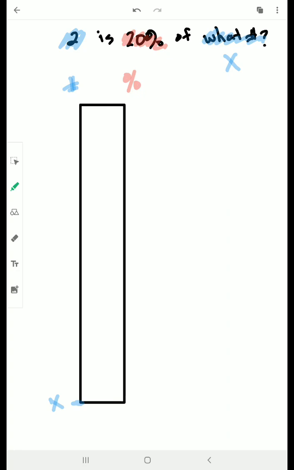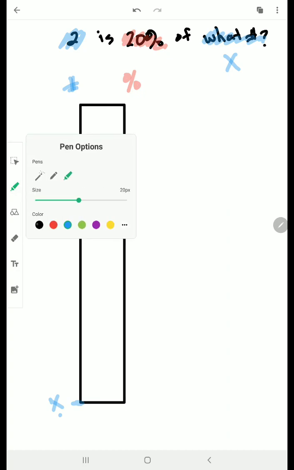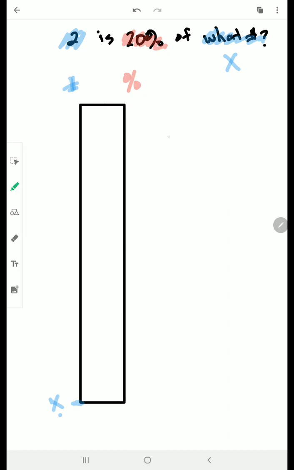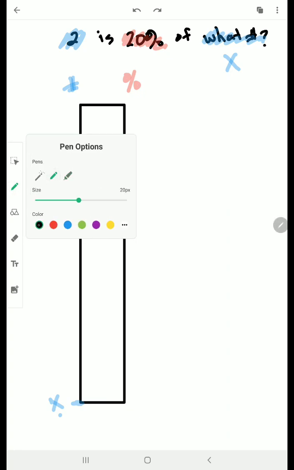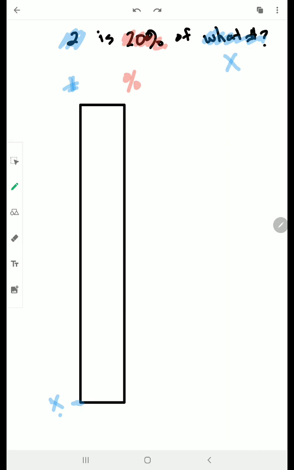Matter of fact, I always start with the percent side in a problem set up like this, because I don't know exactly where the 2 is going to be, because I don't know what the x is down at the bottom. So since I'm going to start with the percent, I'm going to take this side of the number line, and the first thing I do is I turn it into something that I can use by saying that this is 0%.